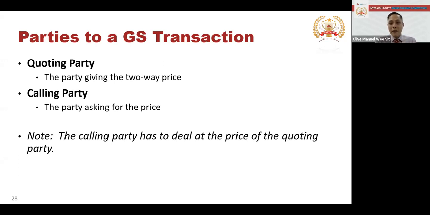I would like to buy a government security. What is your offer for this government security? The quoting party will show the offer and the calling party is the one who asked for that offer.